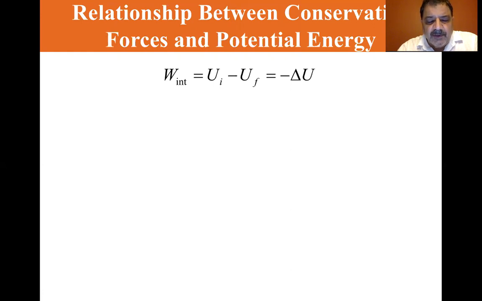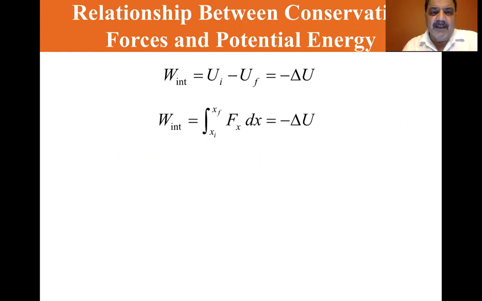The subscript INT is the internal work to the system, different from W EXT, which is the work done on the system as a whole by an external agent. Imagine a system of particles in which the conservative force F acts between particles, and the configuration of the system changes due to the motion of one particle along the x-axis. Evaluate the internal work done by this force as the particle moves along the x-axis. We see the internal work is the integral from x initial to x final of F_x dx, which is equal to minus delta U.